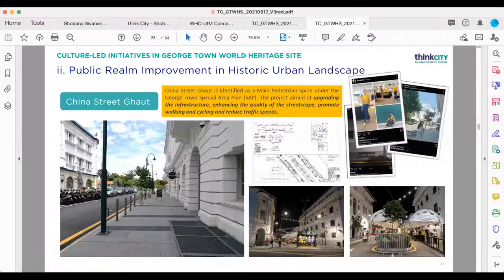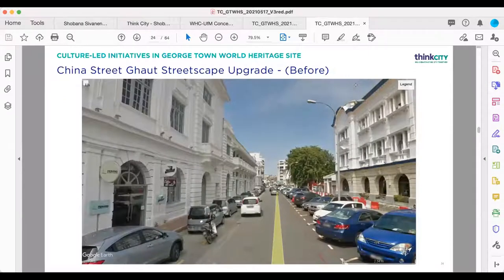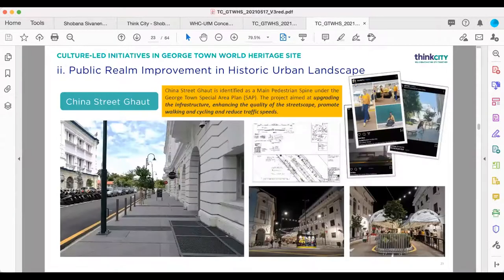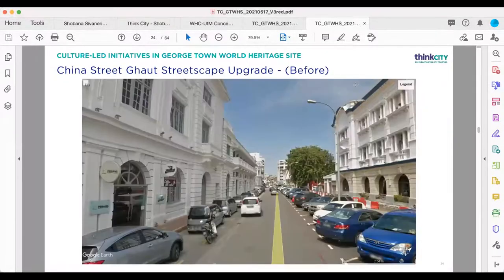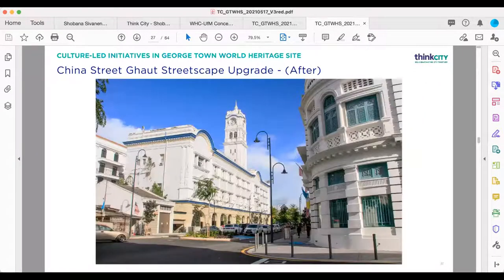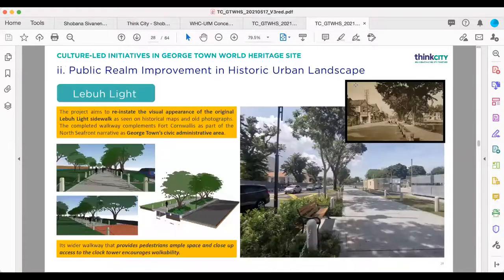This is another example of a public realm improvement. We approached it by introducing new walkways and setting new standards in terms of how to unlock the value of the historical assets of these sites. This was what it was before the upgrading, and this is the kind of change. As a result of the change that I showed earlier, people are starting to use the place in different ways. So these are some of the images of the transformation that has taken place.